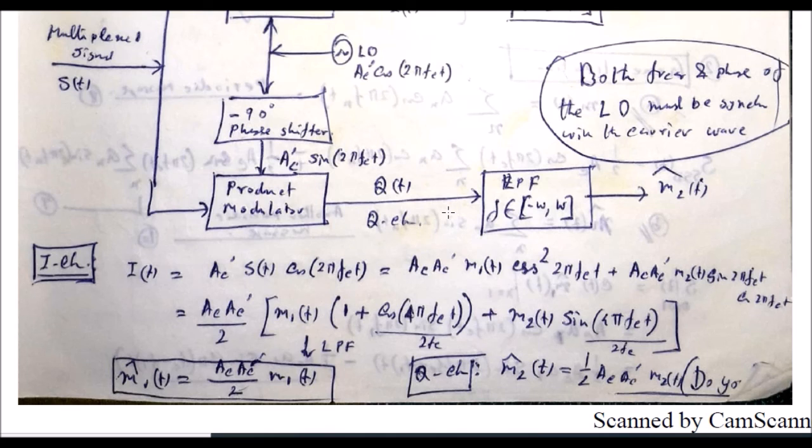Okay, so in order to conserve the bandwidth also, you have to transmit either the upper sideband or the lower sideband. That is called single sideband modulation, which will be the matter of discussion in my next class.